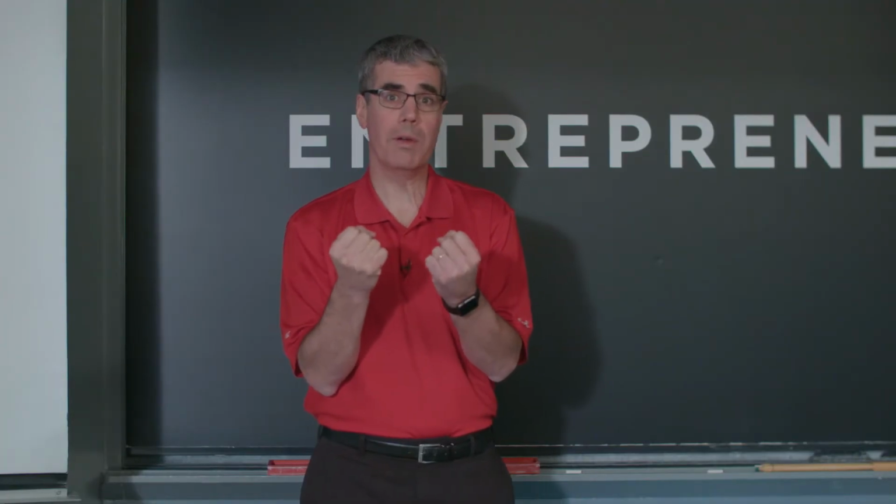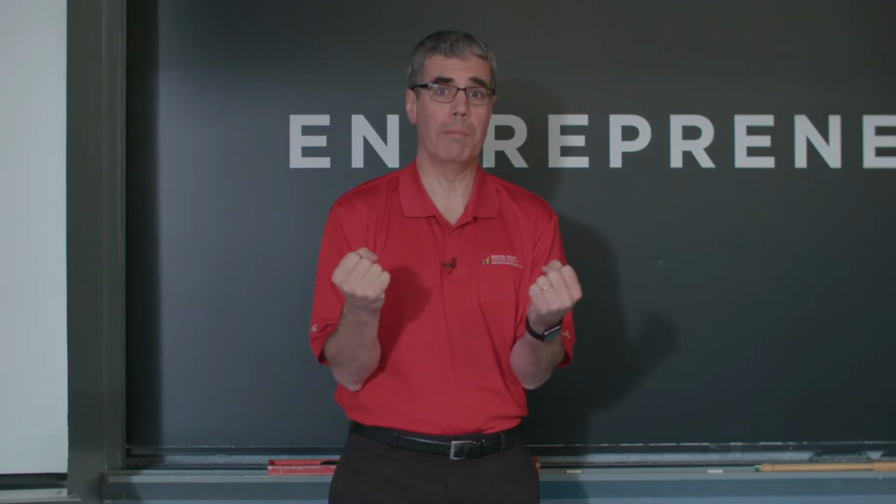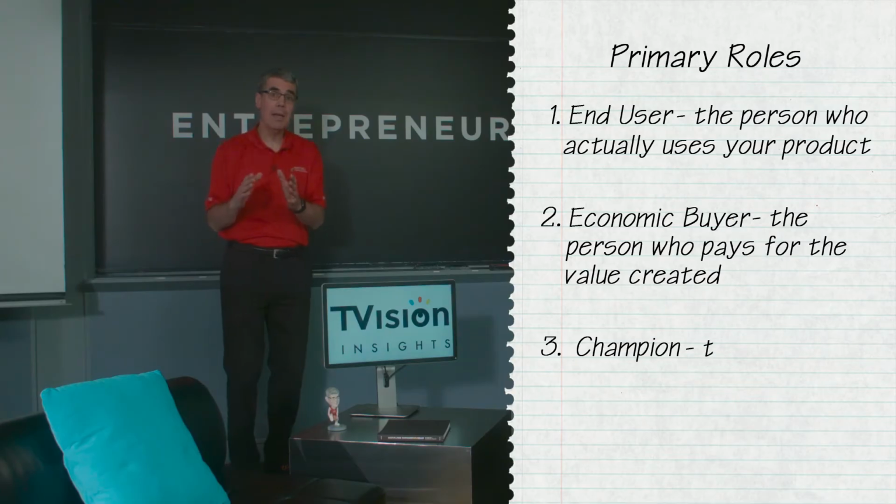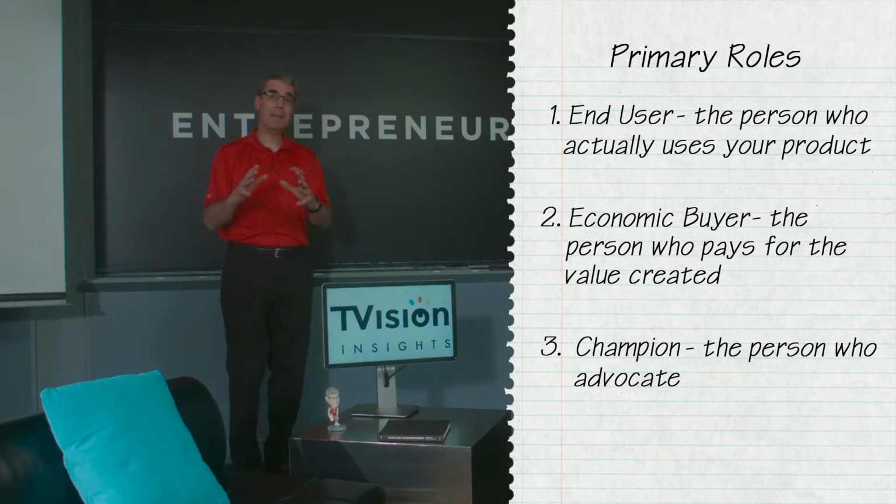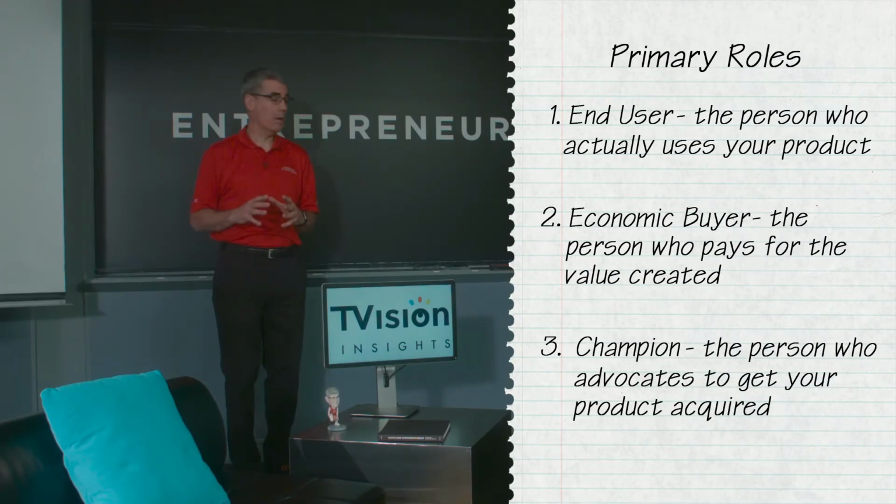Now, those are two very important people. Who else could be important? The third function or person is the champion. And the champion is the person who will advocate to get your product acquired. Whether that's the same function as the end user and the economic buyer doesn't matter.